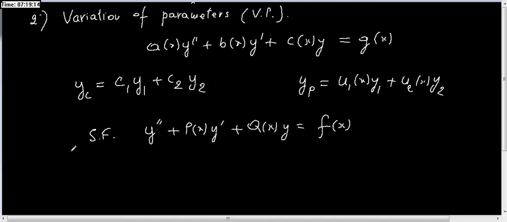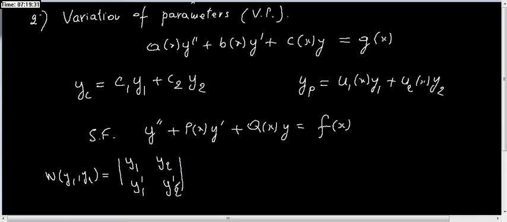Okay. The next step is to find the Wronskian. We just use W to write it: the Wronskian of y1, y2. By definition, it is the determinant with rows y1, y2 and y1', y2'. Once we obtain the Wronskian, for this method we have the following formulas.